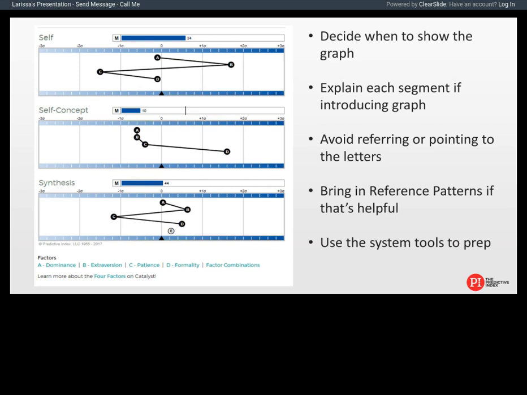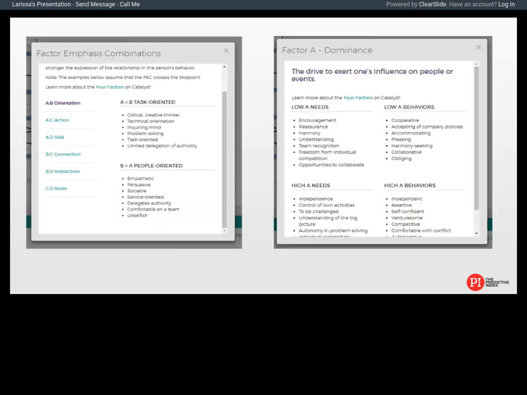And using the system tools. Down on the bottom, you'll see where it says factors and it lists them out. When you're in the system, you can click on those, and they will give you information on what each of those are. I'm going to quickly pop to another slide. When you click on the A, you get the block on the right. It gives you the needs and behaviors for low and high. That's a really easy tool when you're doing your prep. You don't even need your toolkit from training. You can just use this.